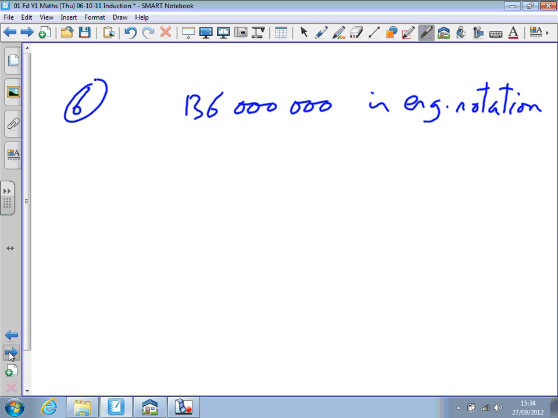In engineering notation, 136 times 10 to the 6, or mega, you're right, dead right. But that's what we mean by engineering notation, times 10 to the 6. Any other answers? Correct.